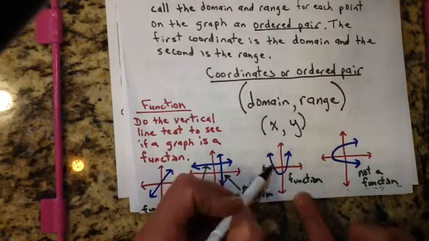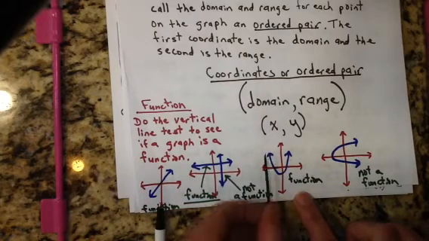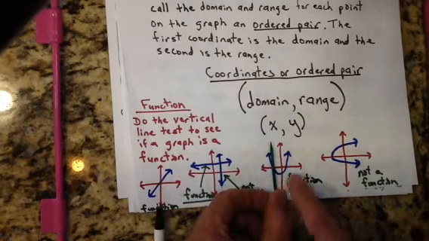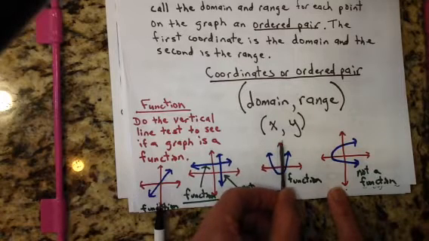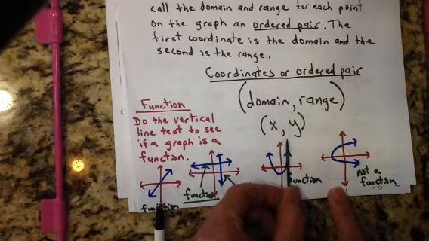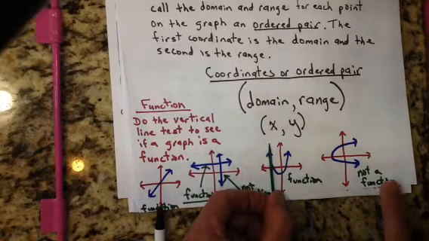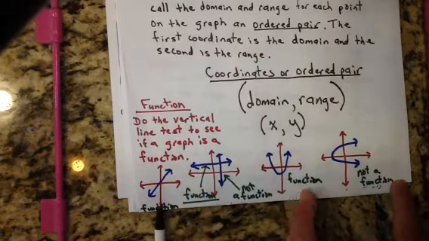Okay, well here's a curved graph, and you can see an upward curve. Everywhere I do the vertical line test, there's only one y value. So that one is a function.